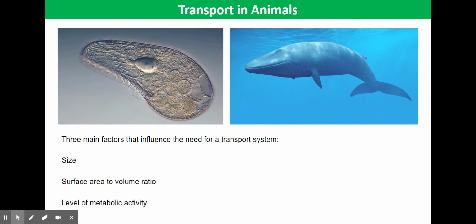And finally, level of metabolic activity. Animals need energy from food so that they can move around. Releasing energy from food by aerobic respiration requires oxygen. If an animal is very active, its cells need good supplies of nutrients and oxygen to supply the energy for movement. Animals that keep themselves warm, such as mammals, need even more energy.